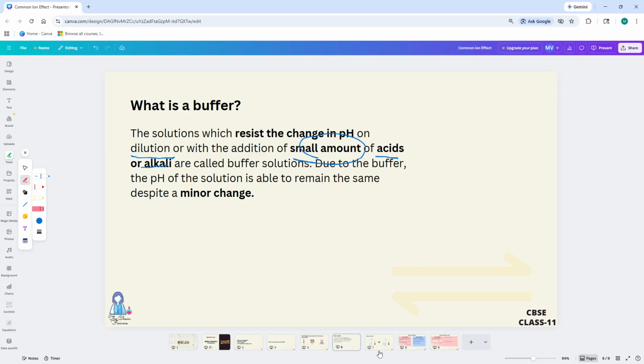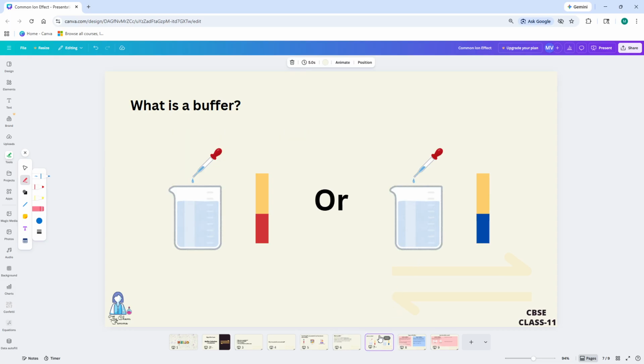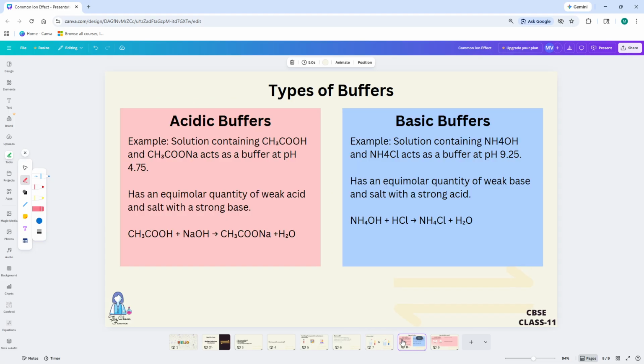So obviously, there are going to be two types of buffer solutions that exist. The ones which are acidic buffers and the ones that are basic buffers. We're going to start with acidic buffers.